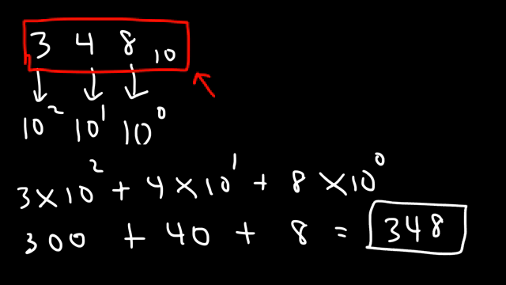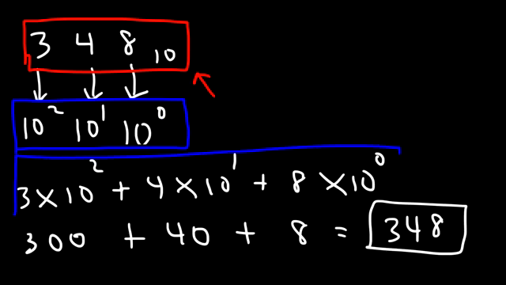And so this process, this multiplication by the powers, this is a base 10 system, so we multiply it by powers of 10. We can also use it for the decimal system, or any number system for that matter.